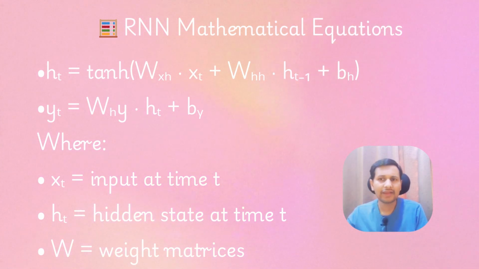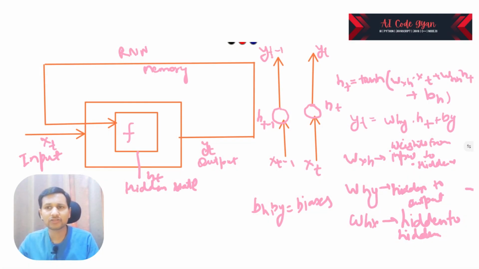This is the RNN structure. Suppose we have xt as an input and we have the hidden state in between. So what is going to happen?